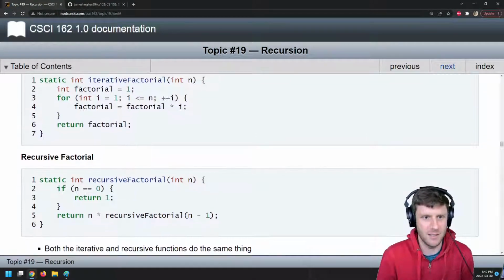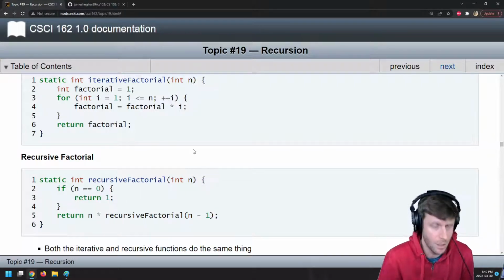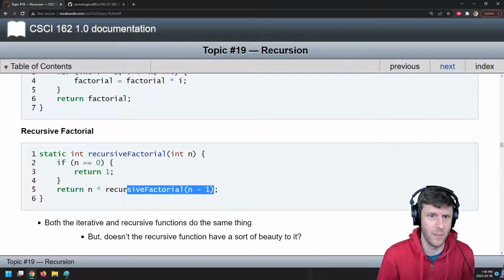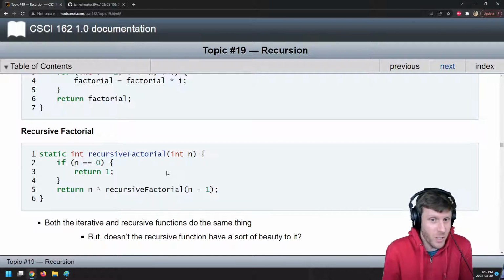So we've got this recursive factorial. It takes an integer n, and I ask a question. Is n equal to 0? If it is, return 1. Otherwise, give me n times, well, the factorial of n minus 1. That's all. That's what we're doing.